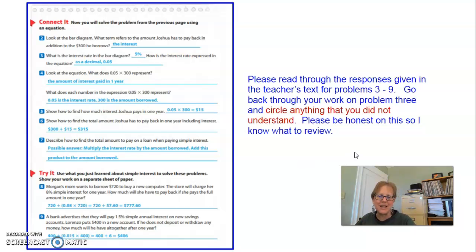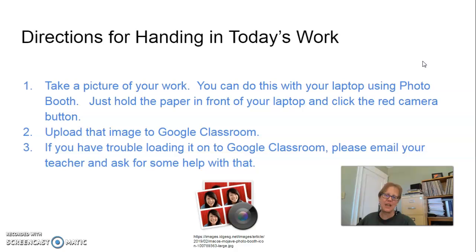All right, one more slide. All right, just a reminder, you need to hand things in to us. So here are the steps to do that. And if you're stuck, email your teacher, or you could email me. My email address is ebailey@rsu14.org, and I'll try to help you out.